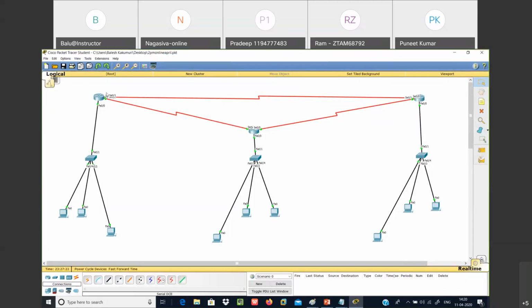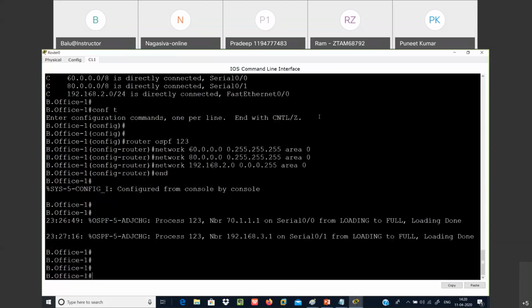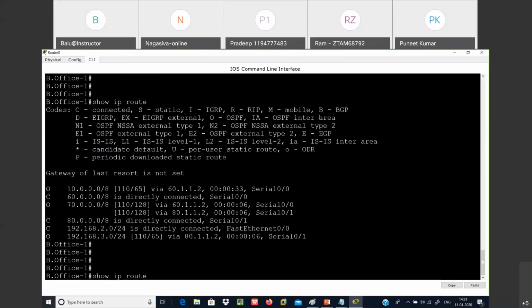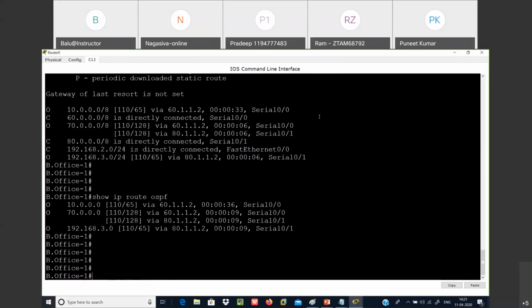All right. Now, let me check the routing table on each router. The first router, show ip route. They can get all the information. Show ip route ospf, then you can have only the OSPF information, right? So to reach this destination network, 110 by 65. The next hop is via 60.0.0.2, serial 0/0 is the exit point. This network is being updated by using what? OSPF information. But how can we understand this information clearly?